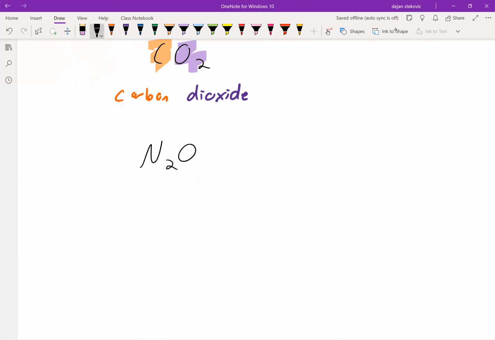Then over here, if we have N2O, here we have our first element. There's 2 of them. So again, this is dinitrogen. And then here, this is our second element. So this is just monoxide. Notice that we drop an O here as well. If there's 2 O's in a row, go ahead, just drop one of them, right? It's not monooxide, it's just monoxide.